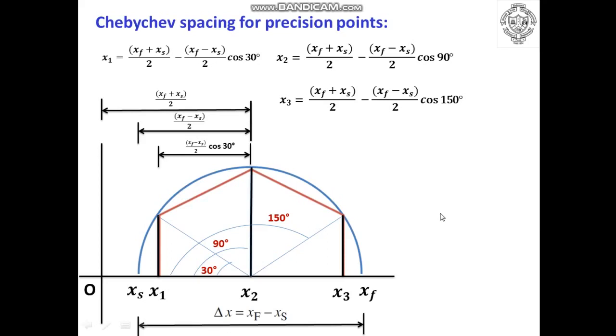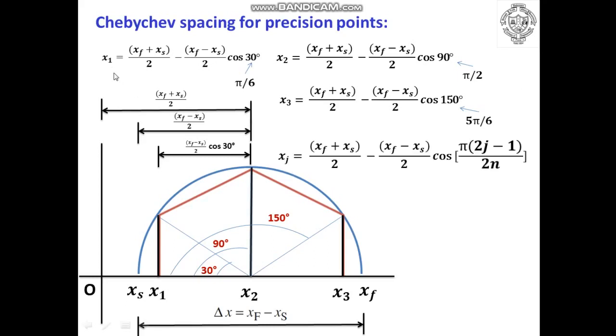Now if you want to rewrite this formula again in some generalized format, what we have to do is replace these angles in terms of pi. As we know, 30 degrees is nothing but pi by 6, 90 degrees is nothing but pi by 2, and 150 degrees is nothing but 5 pi by 6. So now we will try to write these three formulas using a single generalized formula as xj. Now 1, 2 and 3 are replaced by j.